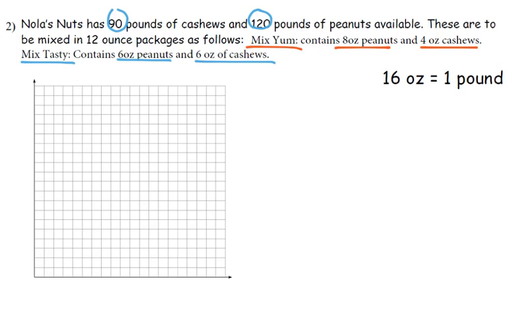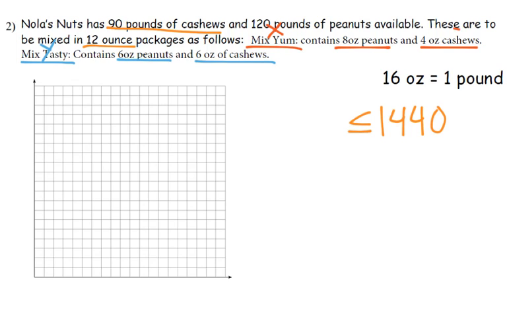Okay, so we're trying to figure out what different types of mixes we can have here. So the way we're thinking through this one, it's kind of a little different than you would think. We know we have 90 pounds of cashews. Okay, so if we times that by 16, that would give us 1,440 ounces of cashews to put into 12-ounce bags. So we know that we can't use more than that. Well, Mix Yum, we'll call that one X, and we'll call Mix Tasty Y.